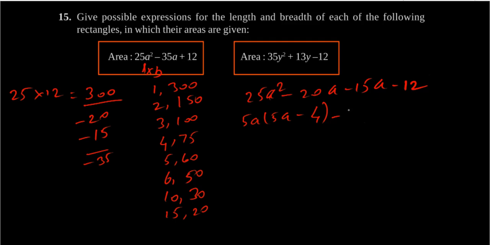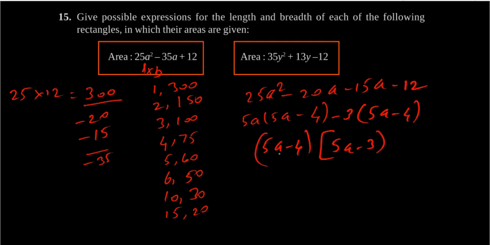So, among these two, minus is common. And from 15 and 12 we will get 3 common. So, 3 if we take outside, 5a minus 3 we have taken outside, we will go 4 times. So, inside the bracket both are also having 5a minus 4. So, 5a minus 4 is common. If we take it outside, the remaining will be 5a minus 3. So, the factors are 5a minus 4 into 5a minus 3. So, one can be the length, another can be the breadth. Like this we can solve the next problem also.